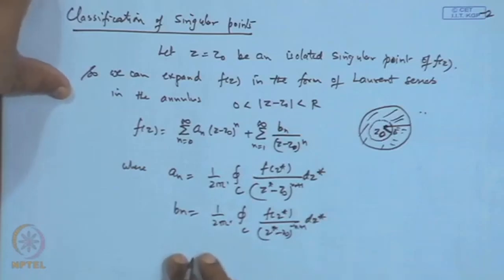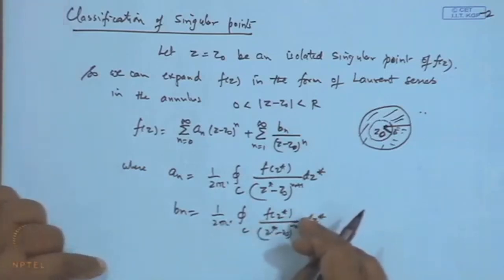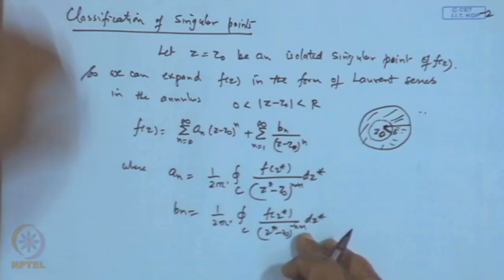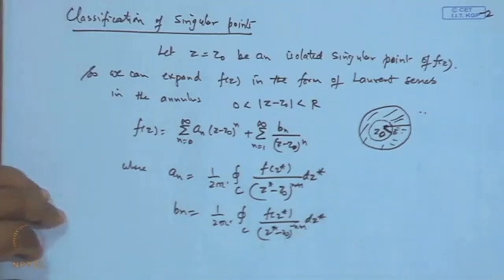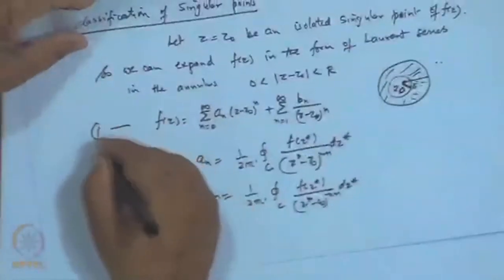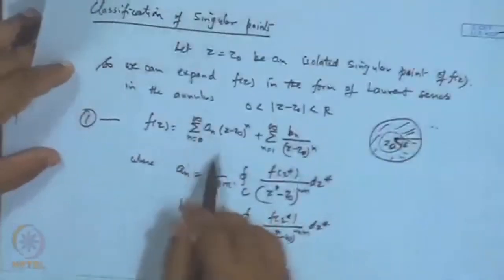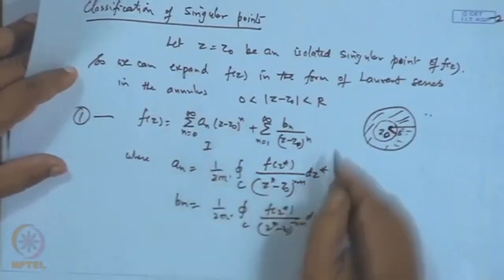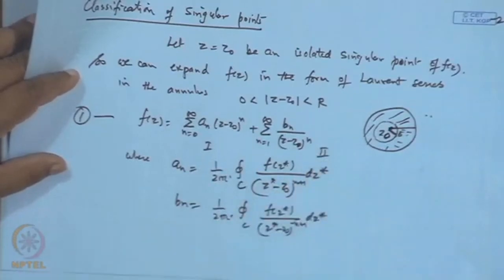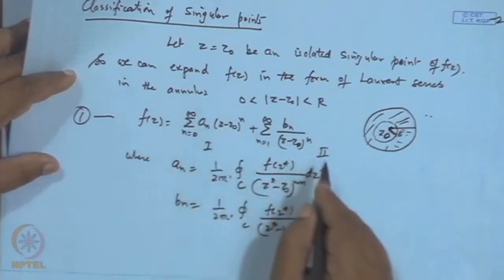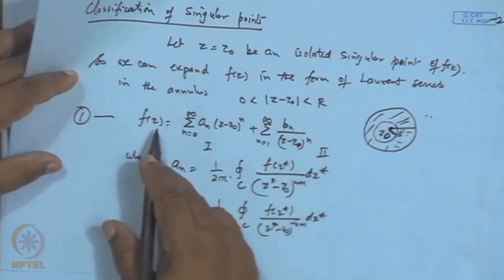So, b 1 is nothing but what? When n is 1, it is nothing but f(z star) over (z star minus z naught) to the power 0. So, b 1 will be the integral of f(z) dz. Now, if we look at this series 1, it consists of two parts. One is the positive integral powers of z minus z naught, the other is the negative integral powers of z minus z naught. The first one represents an analytic function, it is a power series. The second one is known as the principal part of the function f(z) of this series.